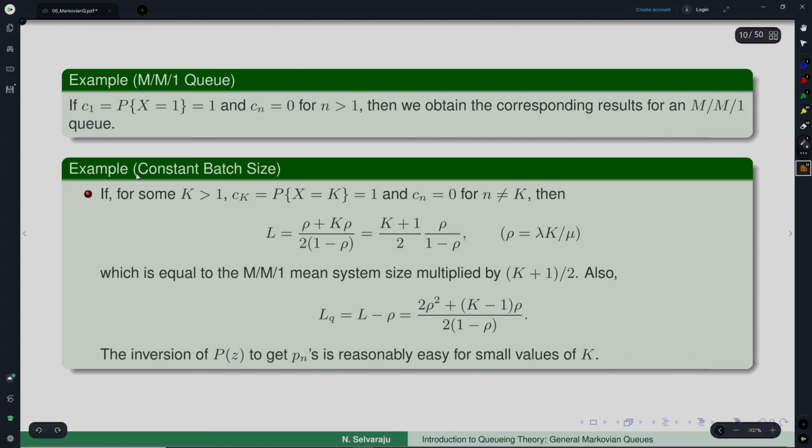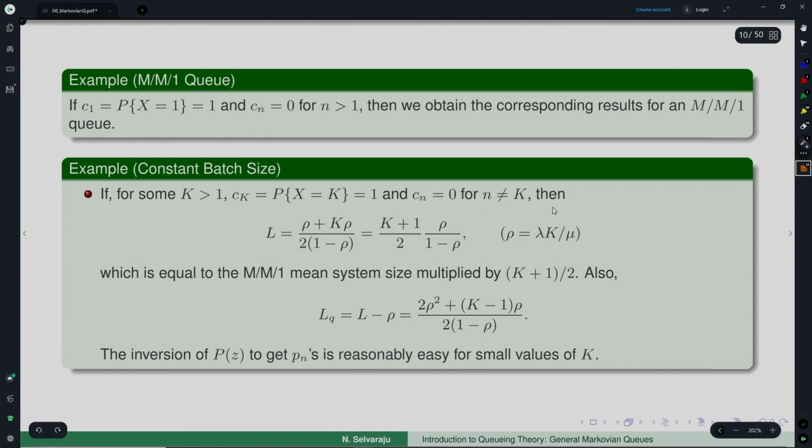On the other hand, there could be a constant batch size, which is so common also. So, let us call this batch size some capital K. So, Ck, which is the probability of x equal to k, is 1, and all other Cn are 0. That is the scenario that you have here.